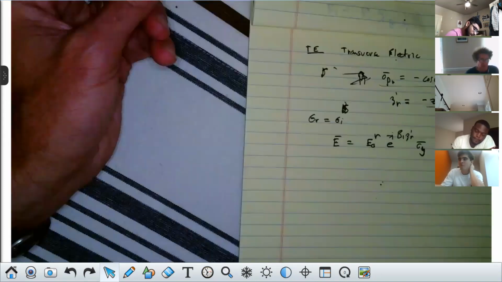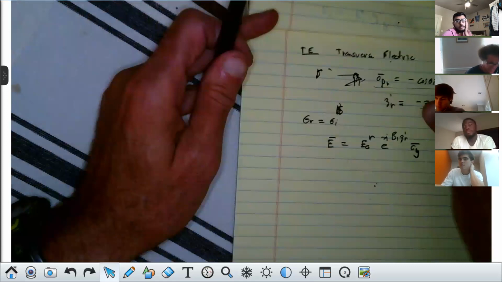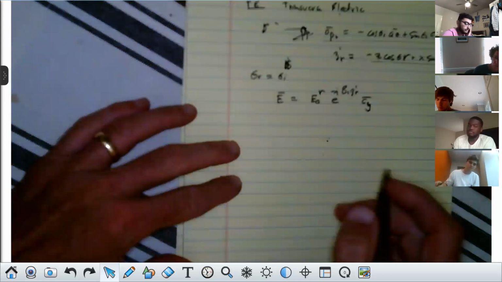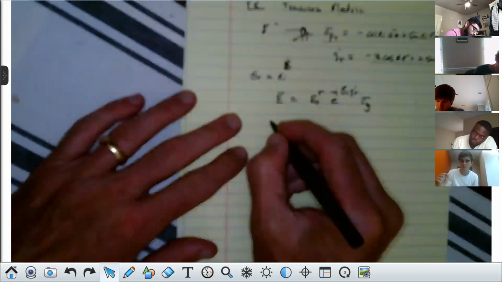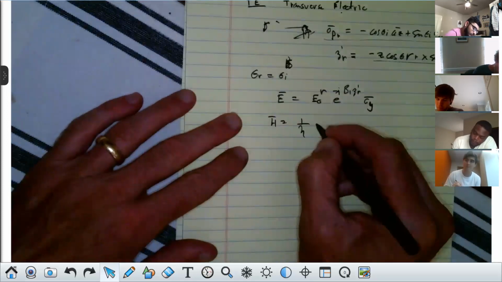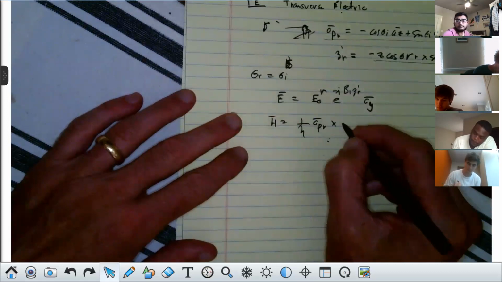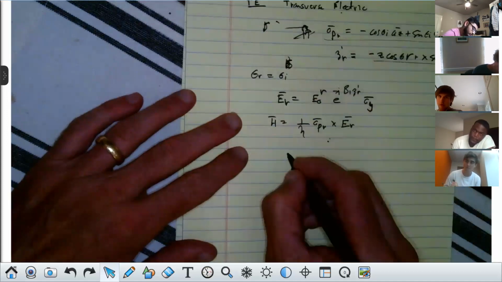Now, how do I get the H field, anybody? 1 over eta, exactly, times the propagation. You're absolutely right. The H field itself would be gotten as 1 over eta, unit vector in the direction of propagation, and this is the reflected now, crossed into the E field reflected. I can put that as ER. When I do this, this would be the reflected field.